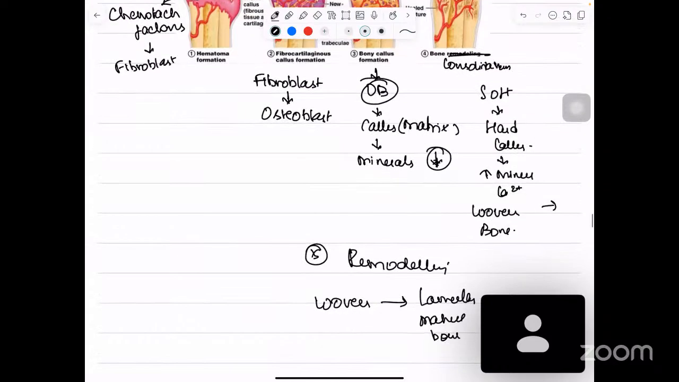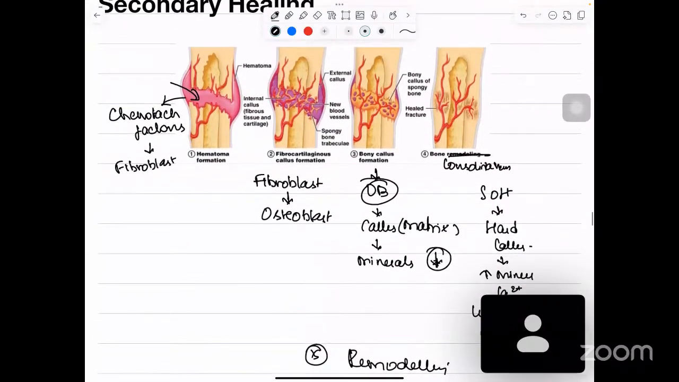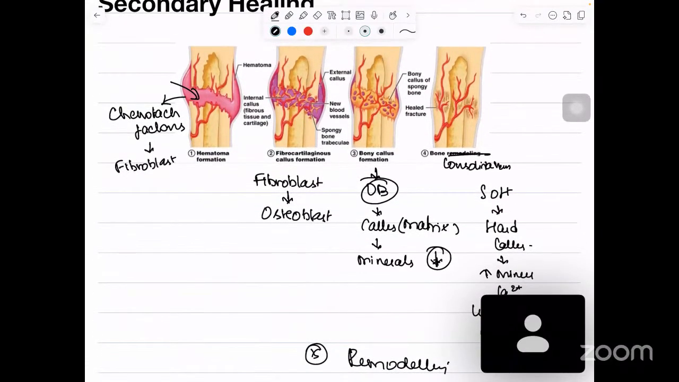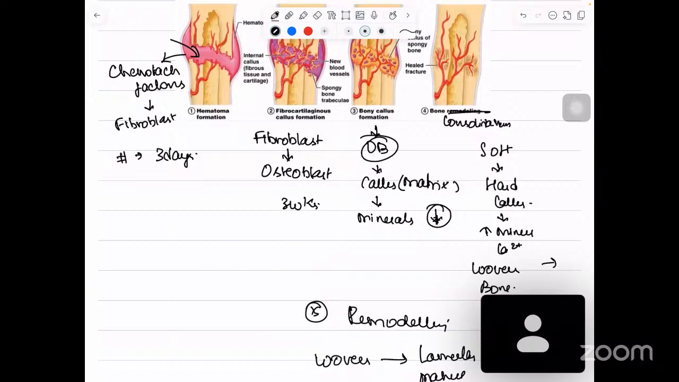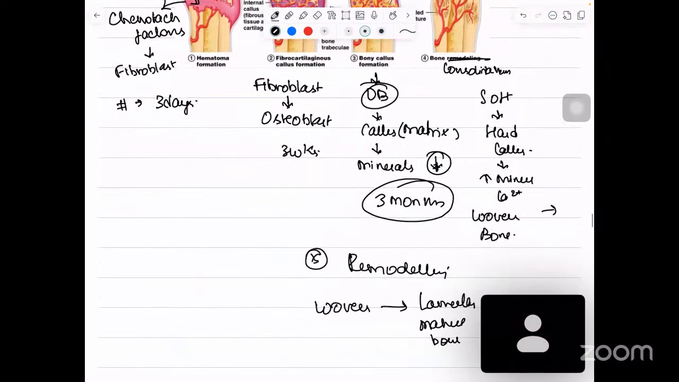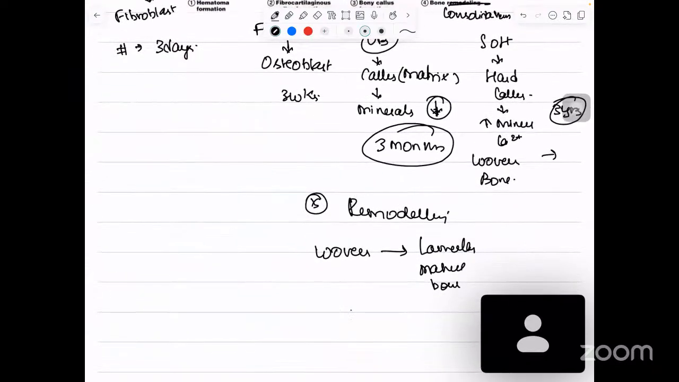Okay, இது எவ்வளவு நேரத்துல ஆரம்பிக்கும்? This it starts immediately after a fracture and lasts up to 3 days. இது வந்து from 3 days to 3 weeks வரைக்கும் it will last. Granulation tissue formation 3 weeksல இருந்து 3 months for callus formation. Callus formationல இருந்து consolidationக்கு 3 monthsல இருந்து it can take up to 3 years. After 3 years remodeling happens.